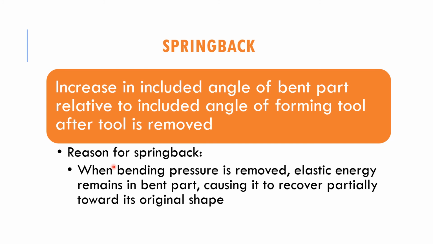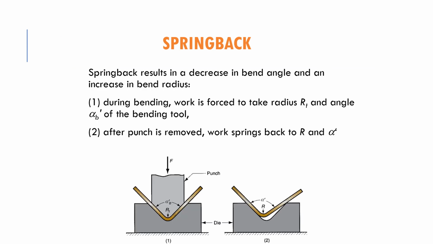The reason for springback is that when the bending pressure is removed, there is remaining elastic energy in the bent part. This will cause some part of the sheet metal workpart to recover toward its original shape. When springback happens, it will decrease the bend angle, and it can increase the bend radius. The radius here will be increased, but the angle will be decreased.